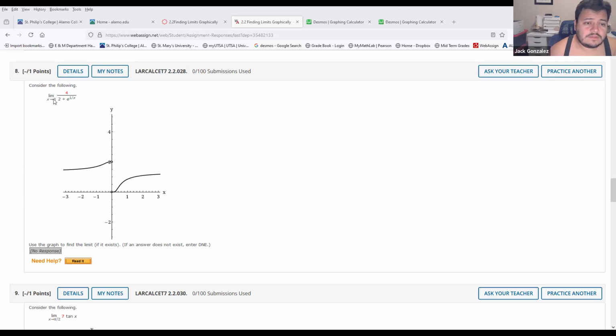Limit as x approaches 0. All right, well, so we approach from the right side. We're going to what number?